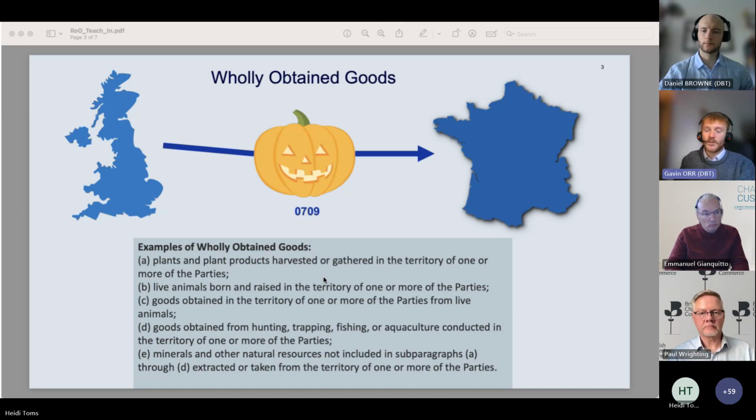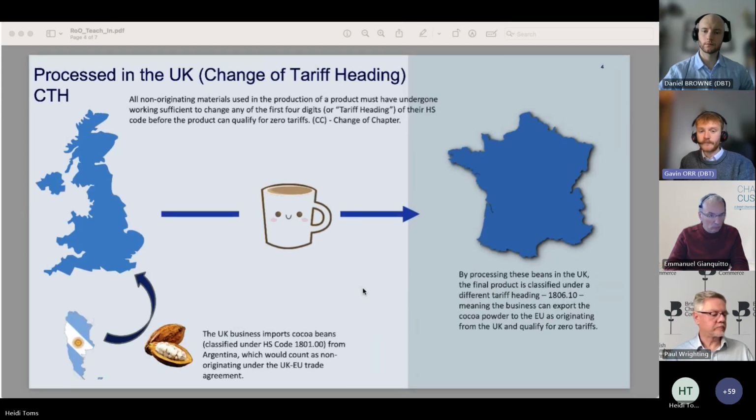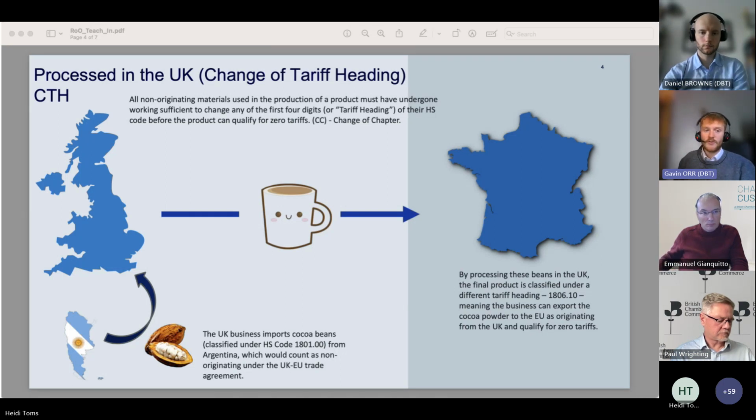Sorry, Heidi, could you go to the next slide, please? Cool. So this is where it gets a little bit more complicated. This slide covers where non-originating materials are used in the production of a final product. These non-originating materials must be substantially processed to meet the relevant product-specific rule. In this case, substantial processing involves the non-originating good being processed so that it changes classification under the HS system we briefly touched on earlier. That means the new good, the product, has a new product code under the HS system.